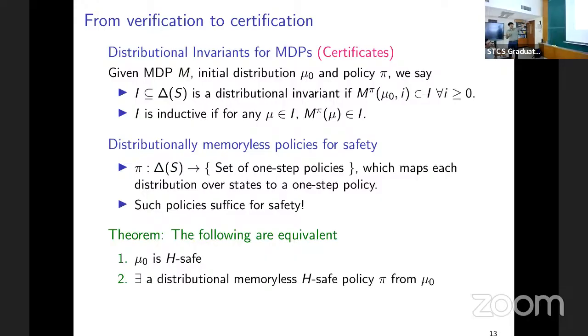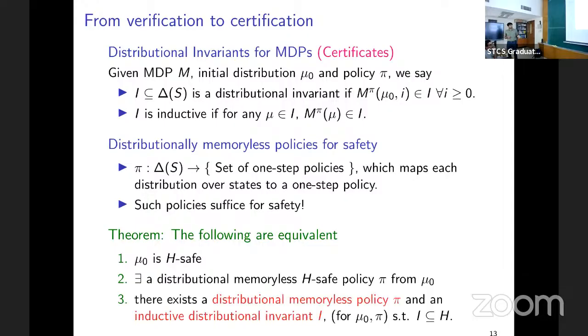So basically, the idea is easy to see. In one direction, of course, it's trivial. In the forward direction, you essentially try to go along, and if you are repeating things, you define the distributionally memoryless policy by looking at the distribution and then saying what actions should be taken. Right? So that's all. It is not a very difficult proof. This is not the interesting part. But what is interesting is how do we link this to the distributional invariant?